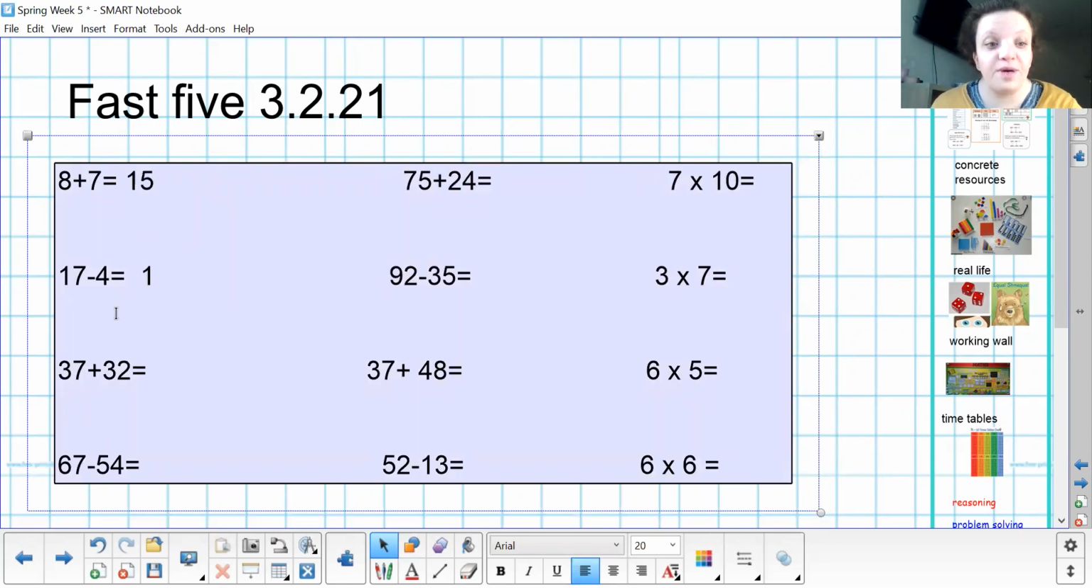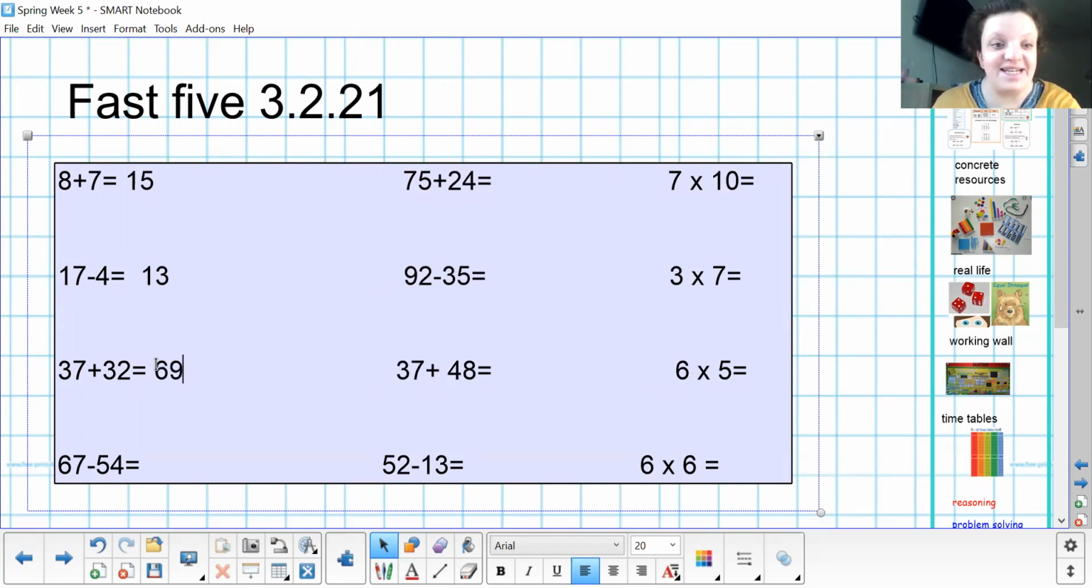17 take away 4, we're going to get 13. 37 add 32, we're going to get 69. We're going to get 67 take away 54. So 67 take away the 50 is going to get us to 17. And then take away the 4 is going to be 13. We have got 75 add 24. So 75 add the 20, 95 add the 4, 99.